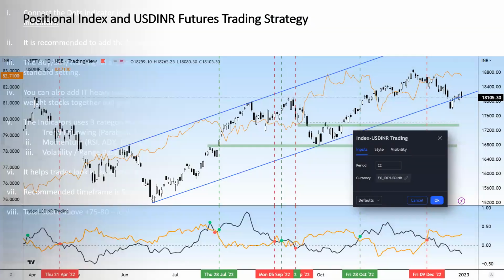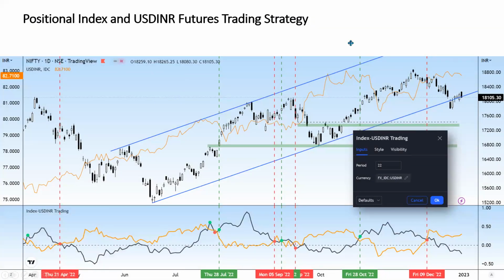This is done. Okay, so this is a positional index in USD INR trading strategy. So this is a strategy, and I've already explained this also in one of these sessions, probably a year or 2 years back, with Kothari sir. Back then, I did not have an indicator, and it got coded over time. Okay, so what this tells is हमको long रहना है, either in Nifty or either in USD INR.